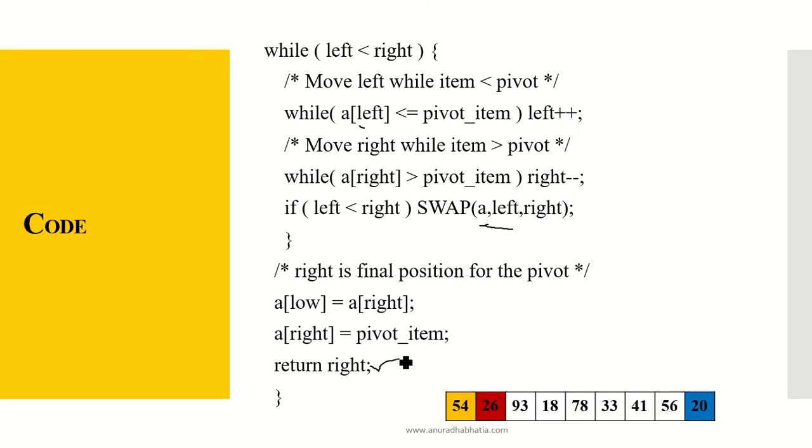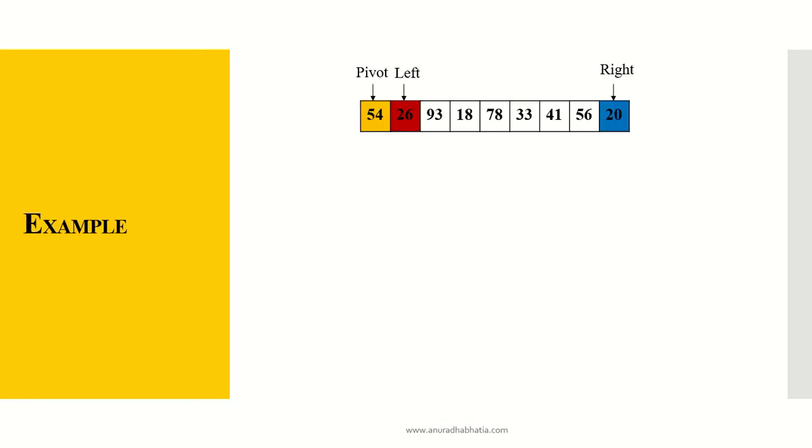Now this is an example over here. If this is my array, then 54 is my pivot element, 26 is the left, and 20 is the right. Now we'll actually see how this works for the quicksort, how my pivot element gets placed at a position where all the elements on the left are less and all the elements on the right are more than the pivot element. Let's take the example of the same array. Now my array is 54, 26, 93, 18, 78, 33, 41, 56 and 20, and we've taken the first element as the pivot element, and the next is the left and the rightmost as the right element.